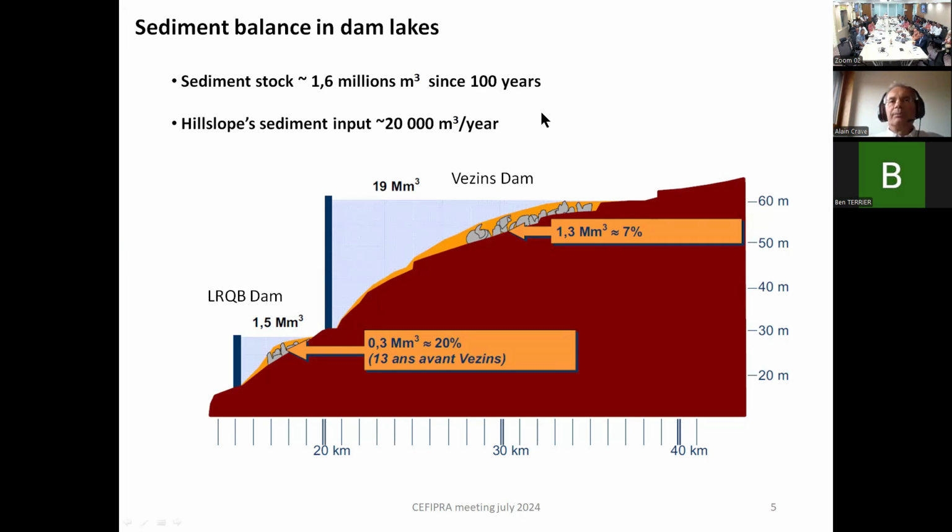The total sediment stock in the dams is around 1.6 million cubic meters, an estimation of the sediment deposited over 100 years. This estimation allows us to estimate the yearly inputs of sediment in the dam lakes, which is around 20,000 cubic meters.